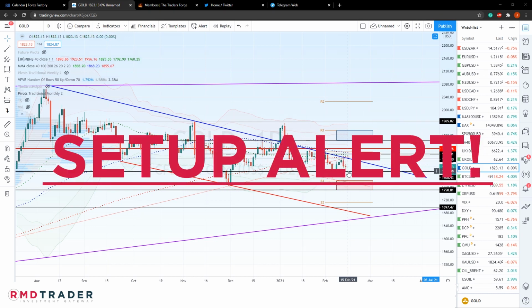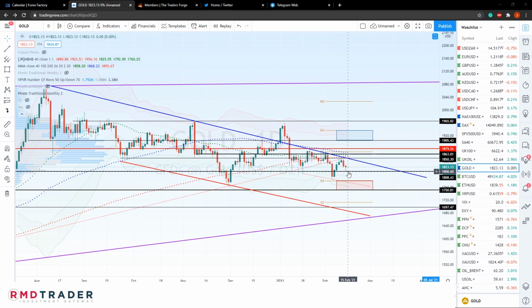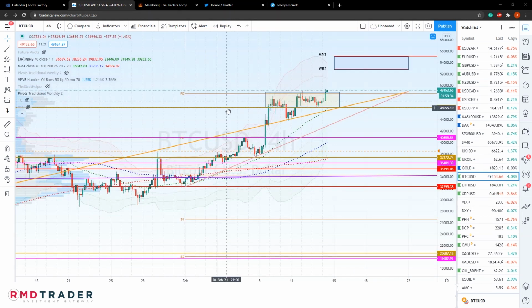There is currently some support at 1,810, with a breach of this level possibly seeing a correction towards 1,780, which is the monthly S1, and that could be followed by a test of support at 1,750. If there is a strong bullish close and break of that important 1,850 level, the area between 1,905 and 1,935, which is our monthly R1, could potentially be an area to consider for that bullish break.